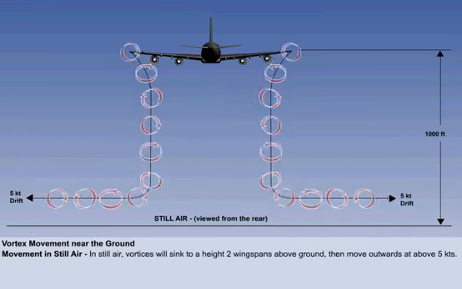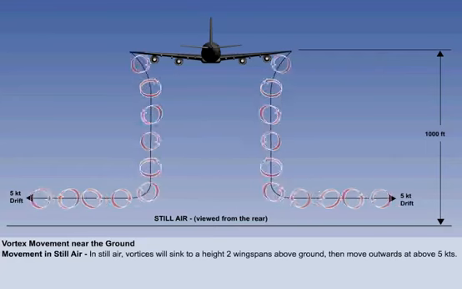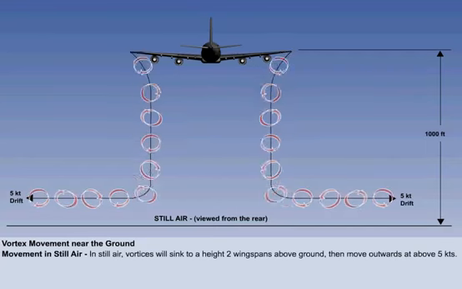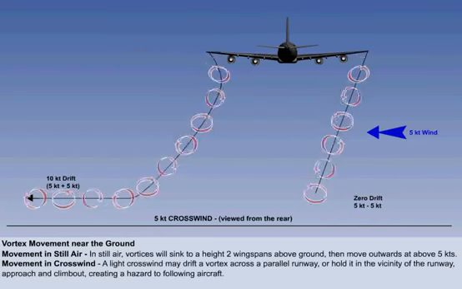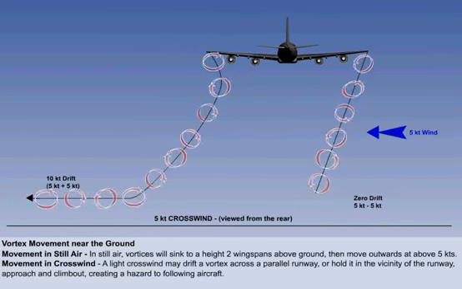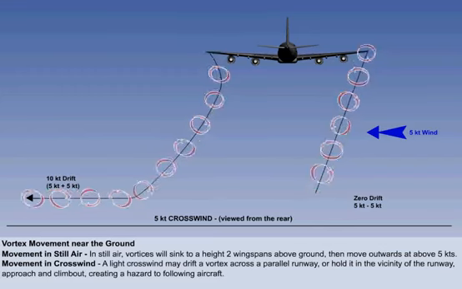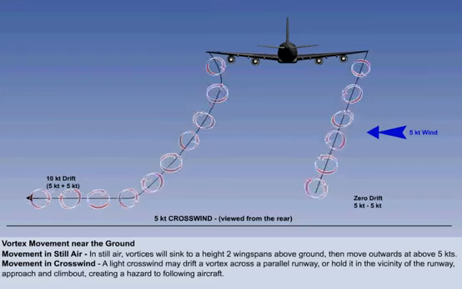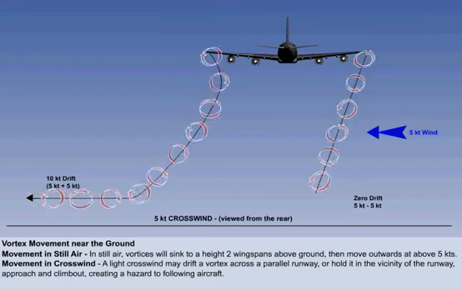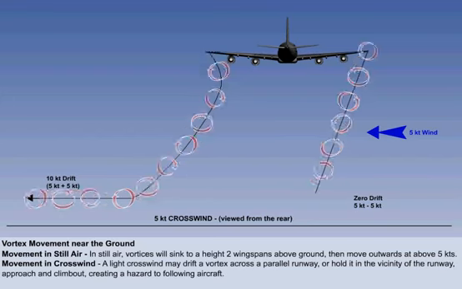Please note that the rate of movement shown here is exaggerated, and that there is, of course, only one vortex per wing. In a crosswind, if the wind is light and steady, the vortex structure will drift with wind. If the crosswind is in the region of 5 knots, the downwind vortex will drift away, but the upwind vortex will more or less stay in the same place.